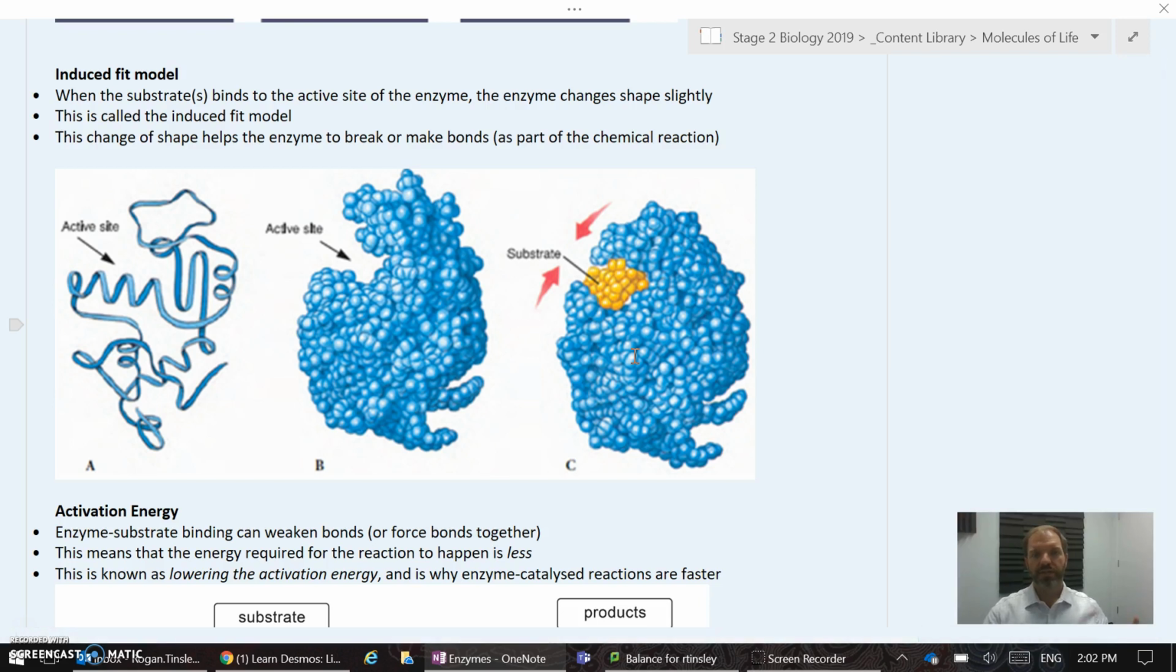So the fit is made even more tight by, and that's induced by, the binding of the substrate. That's really important to its function. So the next key concept we need to look at is activation energy.